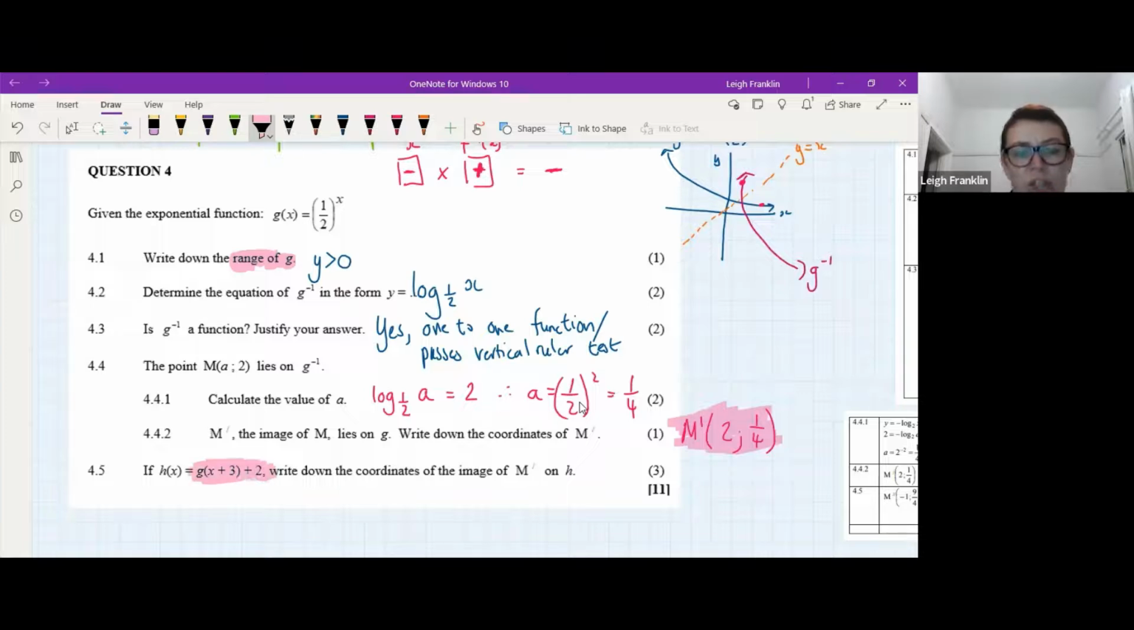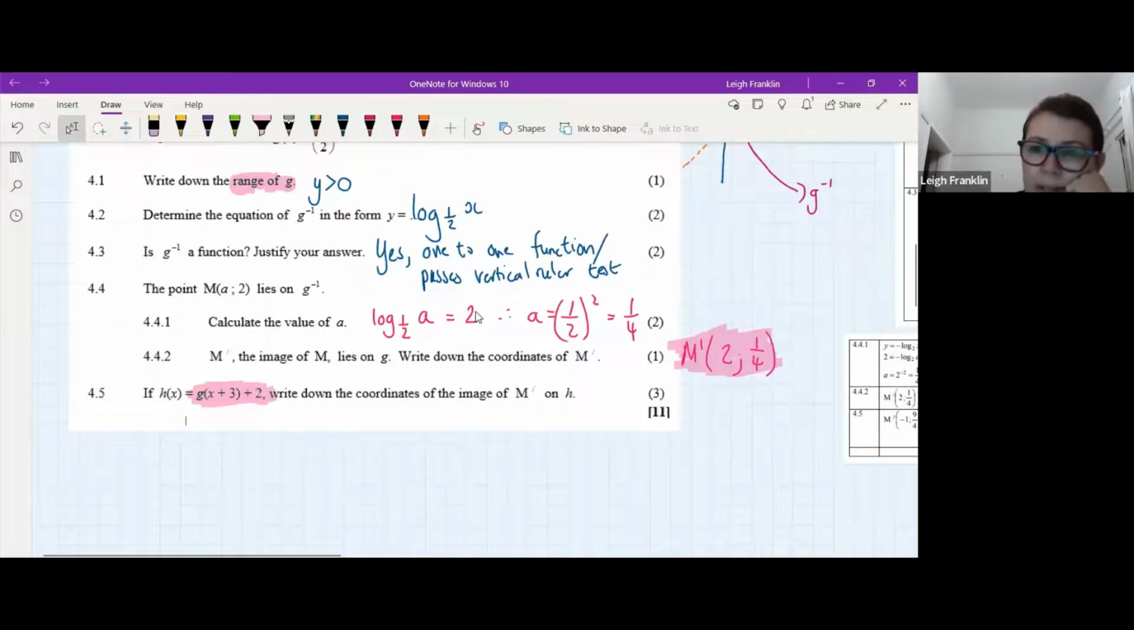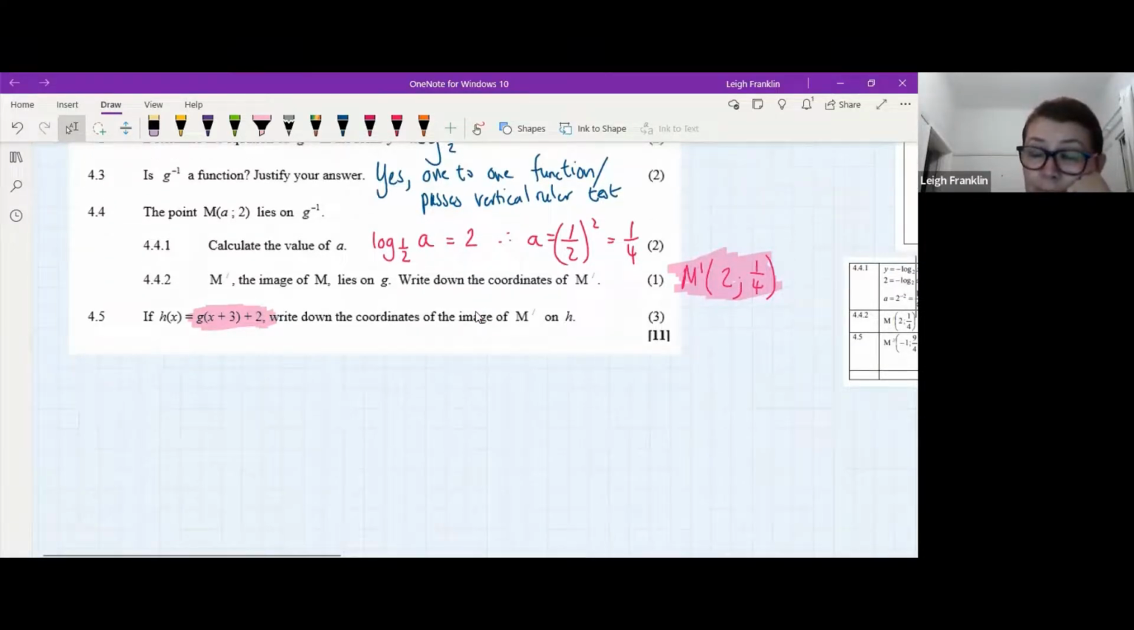What is the transformation that's taking place? We have to understand that in order to understand how our coordinates are going to change. Is it a reflection? Is it a translation? What are they asking us to do? Yes, Cassandra, you said that we are going to move 3 units to the left and 2 units up. Absolutely.